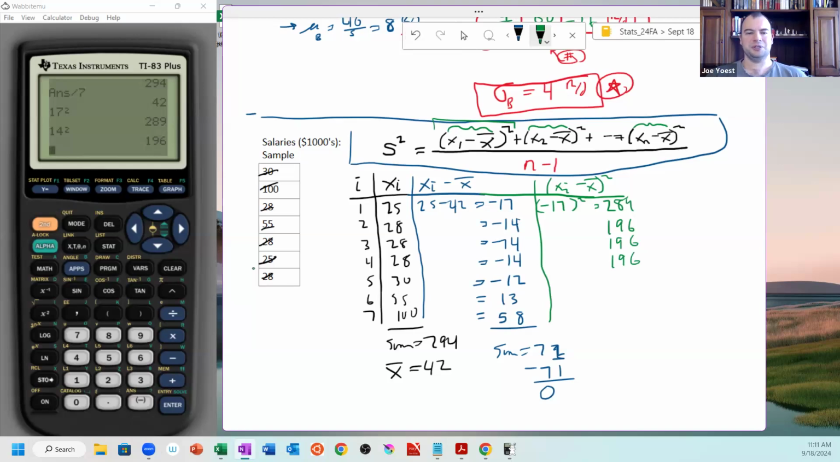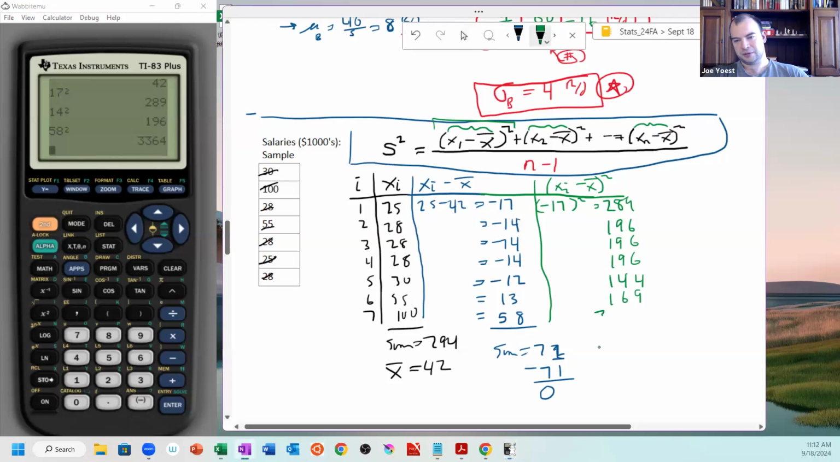I don't skip over the repetitions, because these represent 3 distinct people who happen to have the same salary. So I write it down 3 times. 12 squared, 144. 13 squared, 169. And 58 squared will come over here for that one. 3364. I even tried really hard not to make it do that this time.